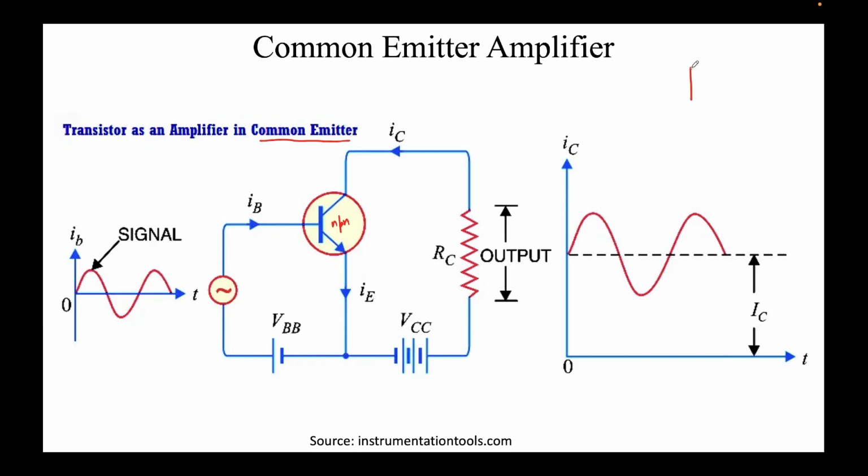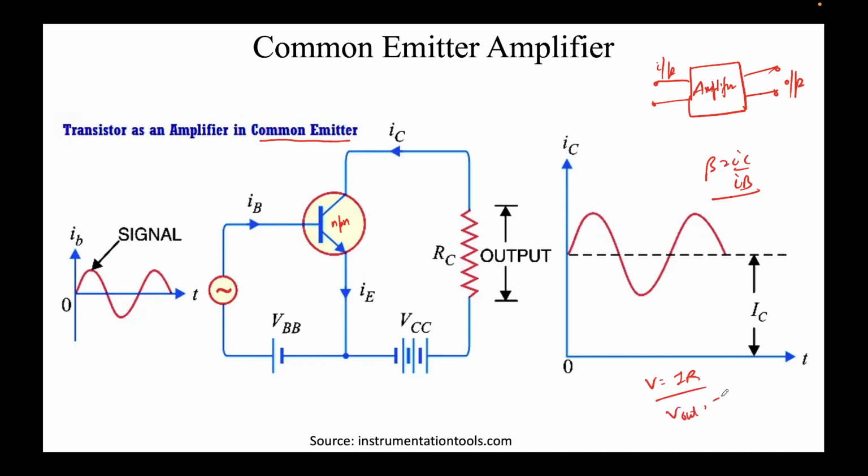By the way, this is how a black box of an amplifier will look like. There will be an input side and an output side. We'll feed some small signal, and this amplifier will amplify it to a larger one. In this case, current is being amplified because we know beta equals IC upon IB for a BJT. A small current will amplify to large current, and correspondingly voltage, since voltage equals I times R. So V out can simply be IC times RC, the load voltage over here.